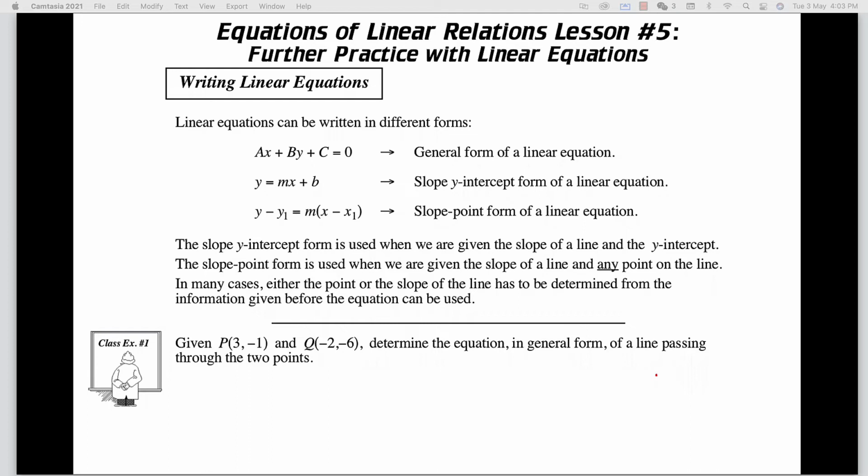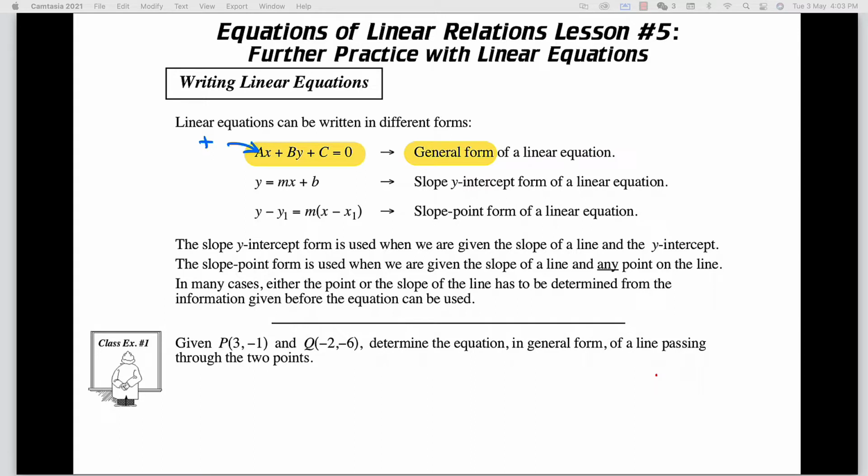Everyone, Mr. Voikin here on Unit 9, Lesson 5, looking further into linear equations. And what we want to recognize from the opening page here is that there are three formats for the equation of a line. The first one is the general form, and it's laid out like ax plus by plus c. And we usually want to have the coefficient in front of the x be positive.